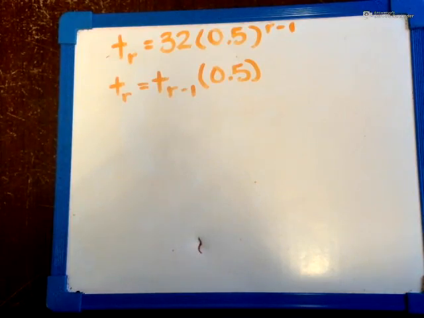The explicit one says T sub r is equal to 32 times 0.5 to the power of r minus 1. And the second one, the recursive, is T sub r is equal to T sub r minus 1 times 0.5. So I'm just going to say at this point, it's just r minus 1 or n minus 1 because that's what it is. Just accept it, deal with it.